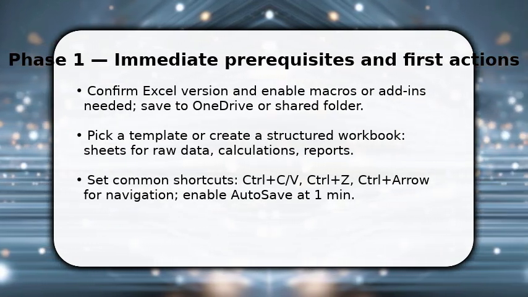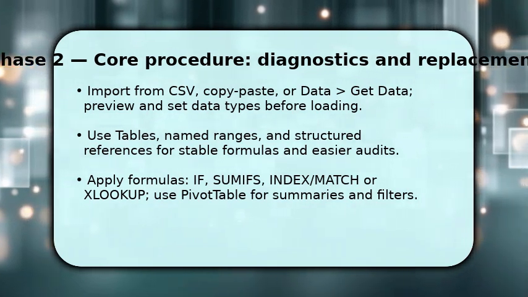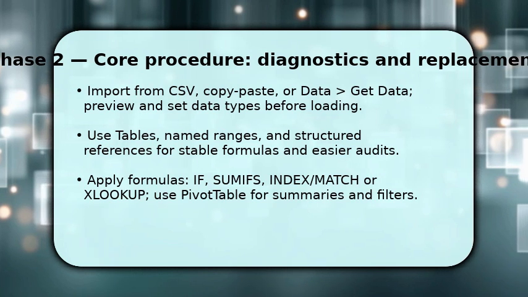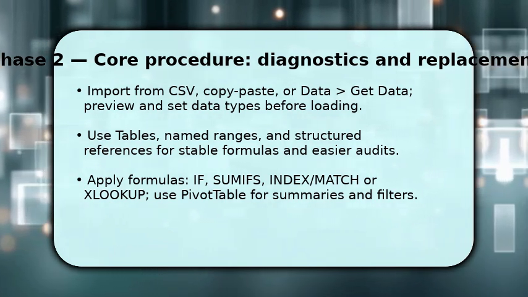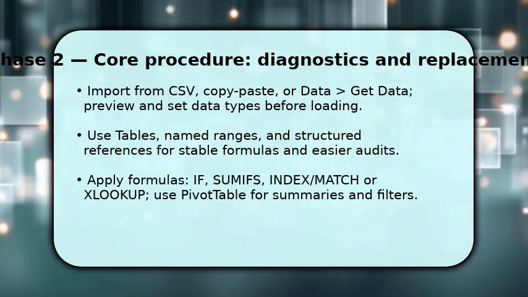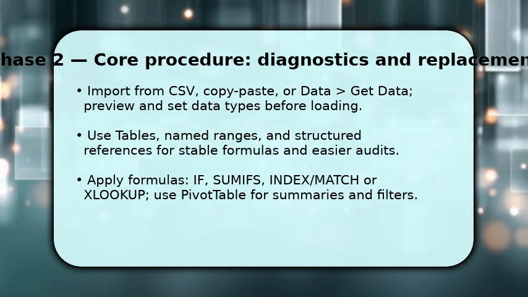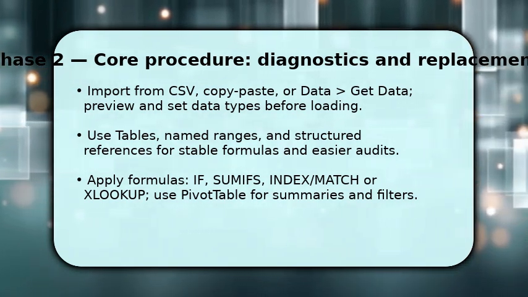Import or paste data and immediately set correct data types because Excel treats text numbers differently. Then convert to a table and use named ranges so formulas stay robust when rows are added. Write clear formulas, start with SUMIFs for totals, use XLOOKUP or index/match for lookups, and prefer helper columns sparingly.